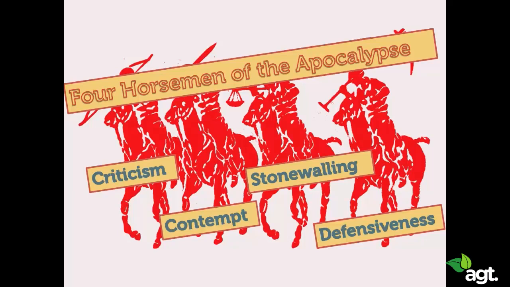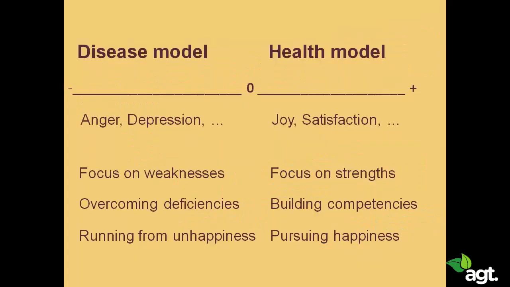Remember, at the beginning of this whole course, when we looked at what positive psychology actually is, what kind of question it is asking? Let's go back there for a second. We said that the difference of positive psychology to the traditional psychological approach is that it operates on a health model rather than the disease model. That means it looks at strengths, competencies, and pursuing happiness. And this is also something that we have to do when we look at relationships.